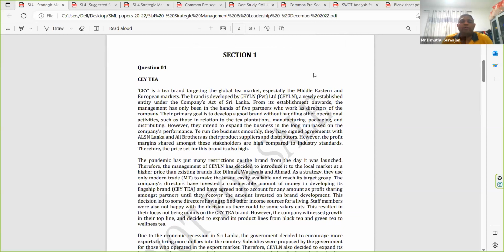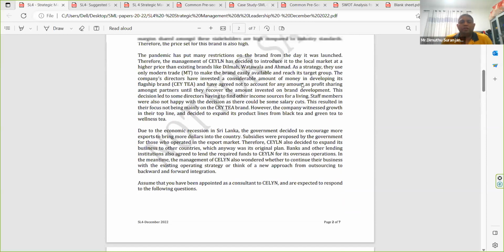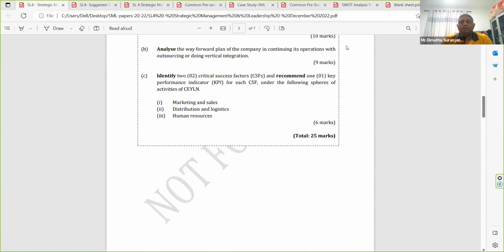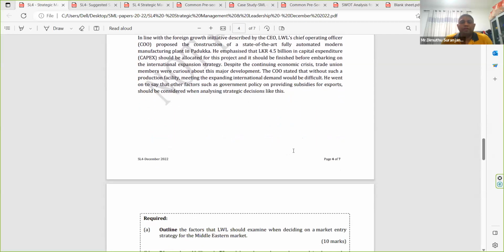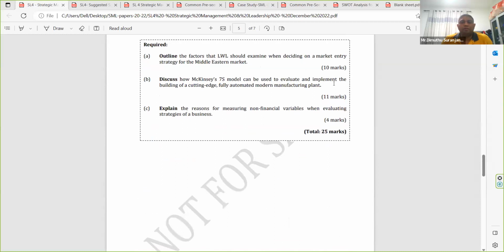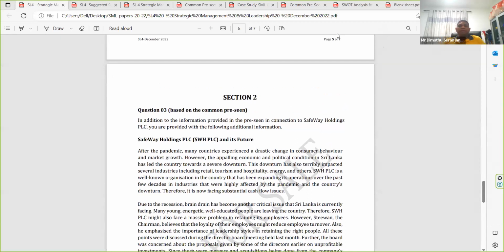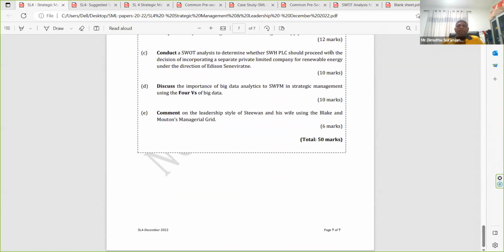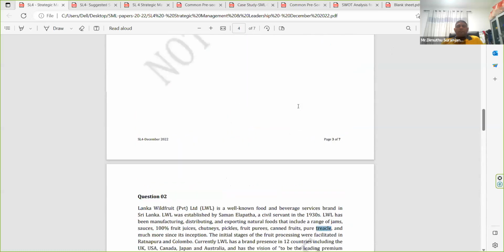As I have told you, Section 1 consists of 2 questions. Each question carries 25 marks. See, question number 1 carries 25 marks, and question number 2 again carries 25 marks. Then question number 3 is based on the common pre-seen, and that carries 50 marks. Right. So we will start our discussion from question number 1.